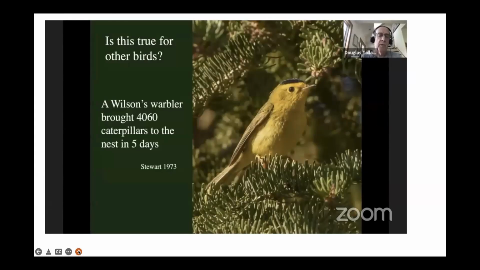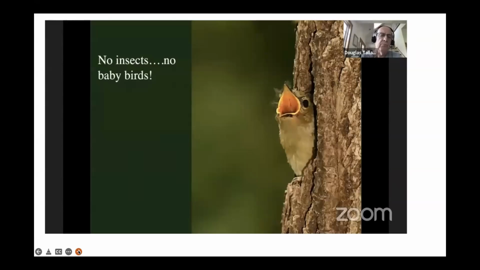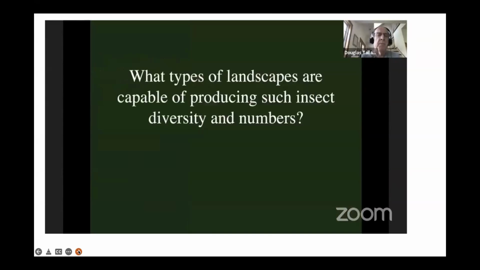A similar sized bird, your Wilson's warbler, brought 4,000 caterpillars to the nest in just 5 days. So most birds are feeding their young thousands and thousands of caterpillars every day. As a matter of fact, 96% of all terrestrial birds are rearing their young on insects. And again, most of those insects are caterpillars. So no caterpillars, no insects, no baby birds. A bit of an exaggeration, but not much.